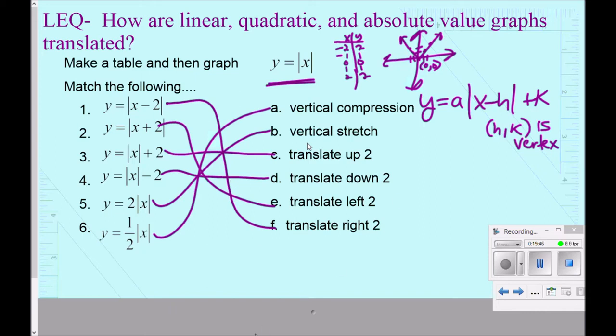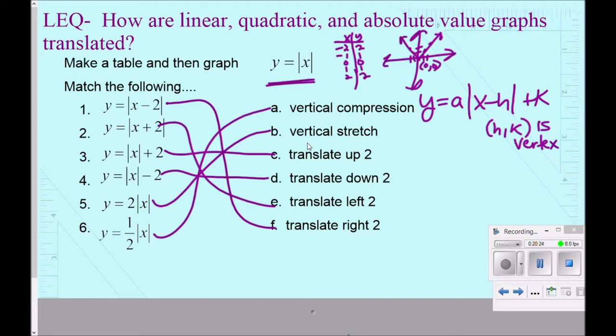So if I shift that absolute value graph, which has a vertex at (0, 0), -h means right h units. So if I shift it from 0 to the right h, that takes me to h. And then plus k means up k units. So if I shift it from 0 on the y-axis up k units, that's going to take me to k. So the vertex shifted or translated from (0, 0) to (h, k). So now the vertex is at (h, k).